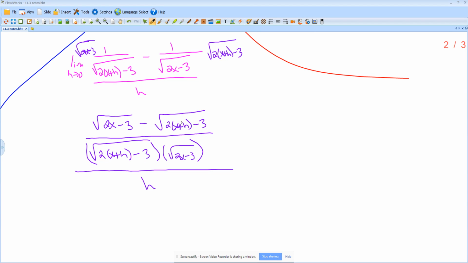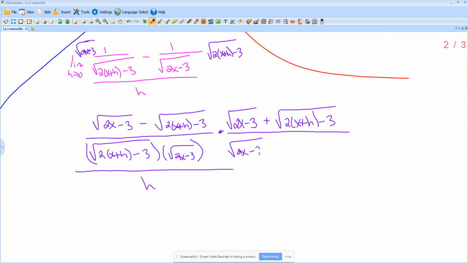Now, looking at this, you might notice that it doesn't cancel. Yikes. So unfortunately, what that means is we have to multiply by the conjugate so that we can rationalize some of this so that we can get an h. So we're going to multiply by square root 2x minus 3 plus the square root of 2x plus h minus 3 over square root 2x minus 3 plus square root 2x plus h minus 3.